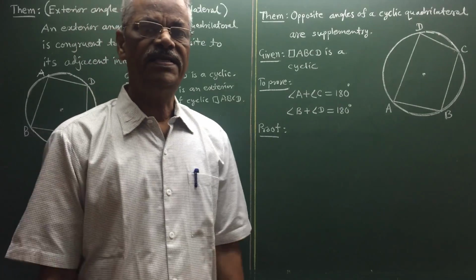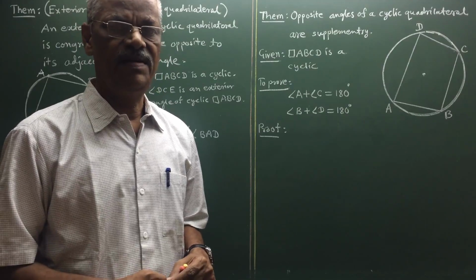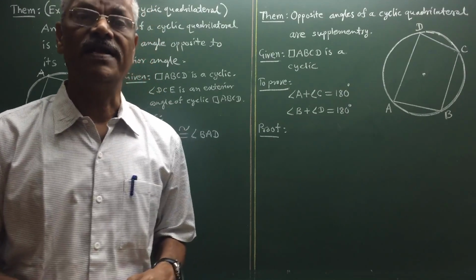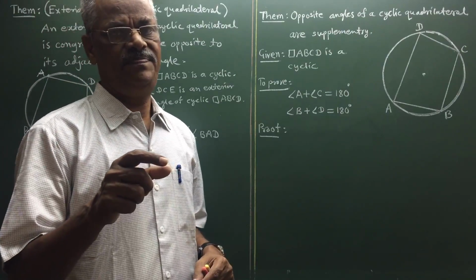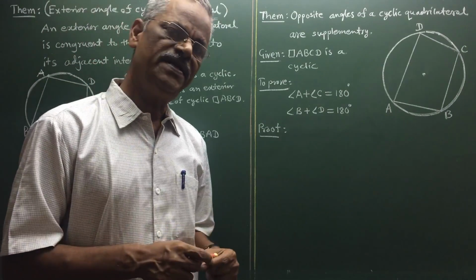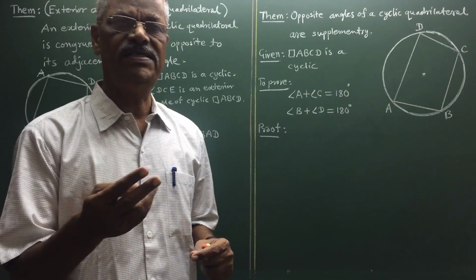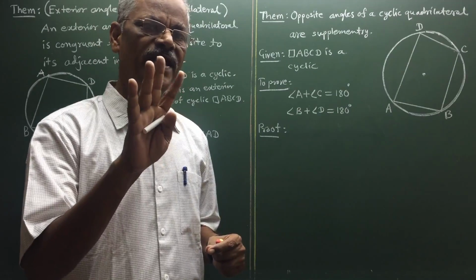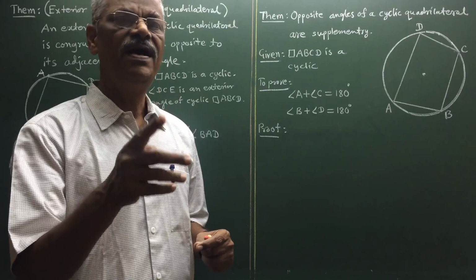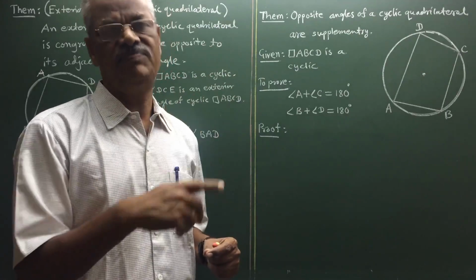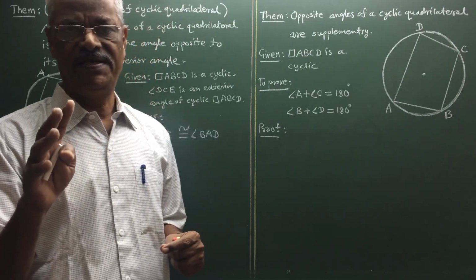Today, let us see theorems about cyclic quadrilateral. What is the definition of cyclic quadrilateral? You must know that when all vertices of any quadrilateral, 4 vertices of quadrilateral are on the same circle, then it is called cyclic quadrilateral.